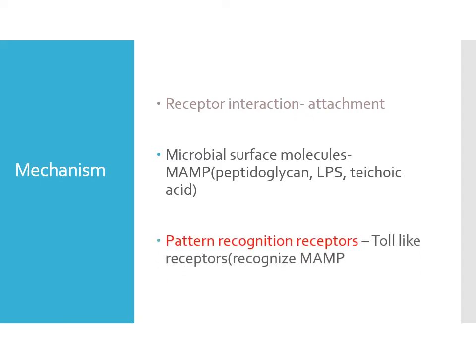Then there are the pattern recognition receptors present on the host cell. They are also known as toll-like receptors. What is their property? They will recognize the MAMPs, the microbe-associated molecular patterns. So first is the receptor interaction: the microorganism binds to the host cells. There are surface molecules present on the microorganism, and toll-like receptors present on the host cell. Once the toll-like receptors and their MAMPs bind to each other, they activate transcription factors that stimulate the expression of genes encoding cytokines and enzymes. That is how innate immunity plays its role.